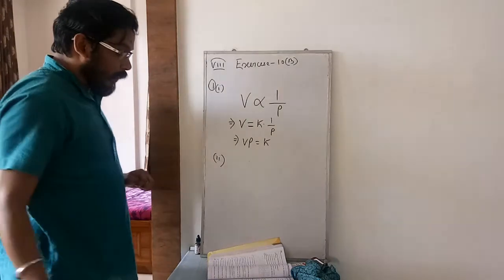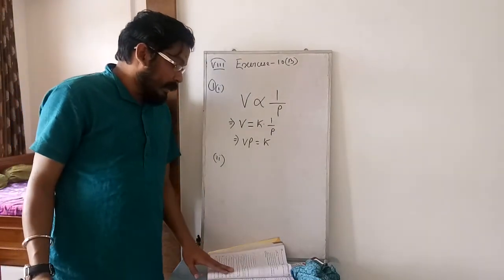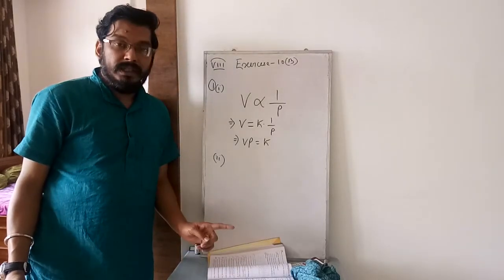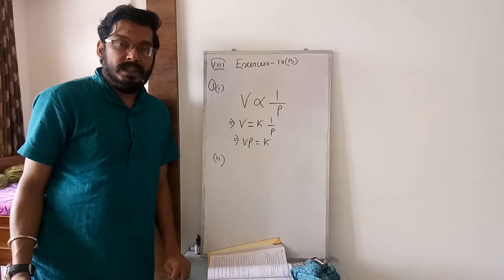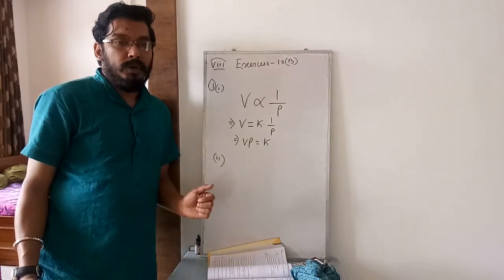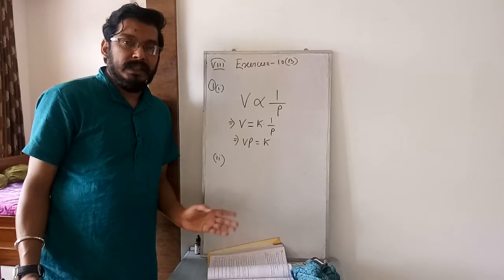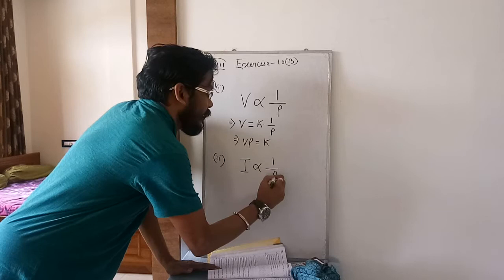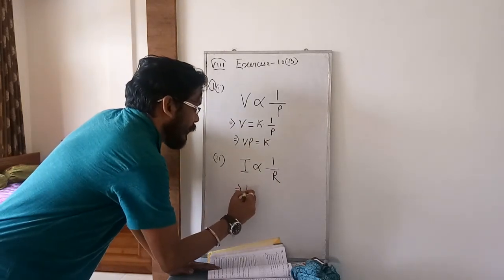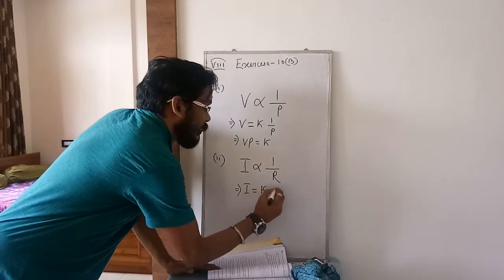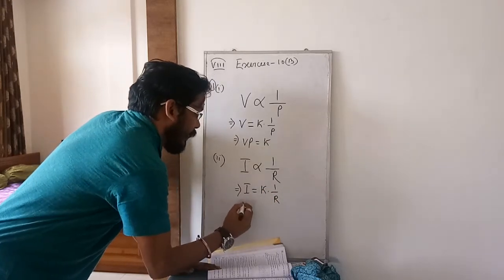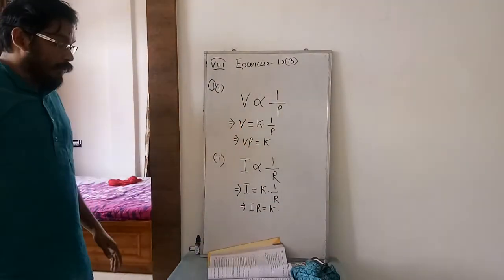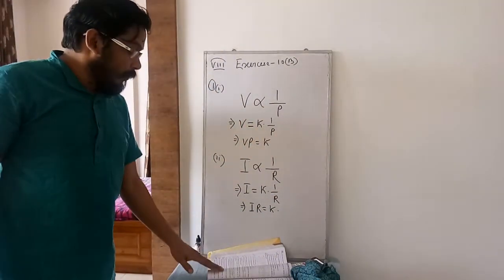1 Roman 2. The current I in an electric circuit of fixed voltage varies inversely as the resistance. Here current is inversely proportional to resistance. That means if current is more, resistance will be less. If current is less, resistance will be more. So I varies inversely as resistance, inversely means 1 by R. If you replace the proportional sign by equal to and use the constant k, IR equals k. Take a screenshot of these two.